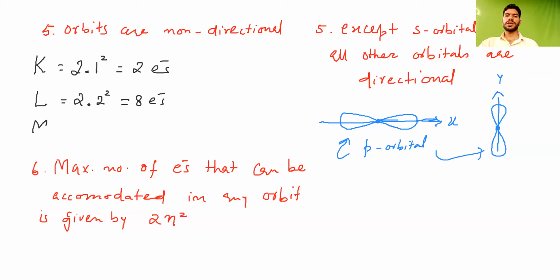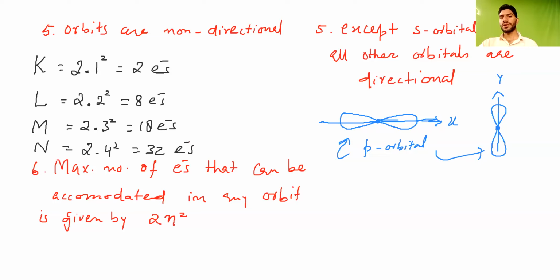Similarly, you can calculate for the next shell, the M shell, which is 2 into 3 square. 3 square is 9, 9 twos are 18. So 18 electrons can be accommodated in the M shell. Similarly, for the N shell, it will be 2 into 4 square. 4 fours are 16 into 2, that is 32 electrons can be accommodated in this fourth shell, right?